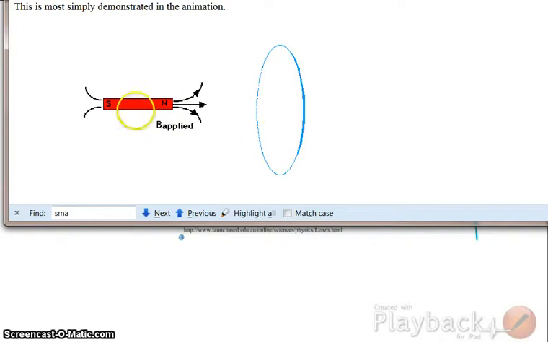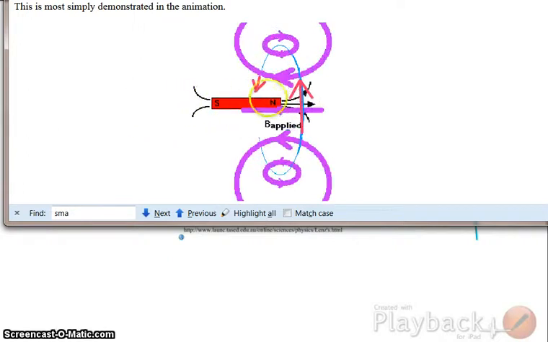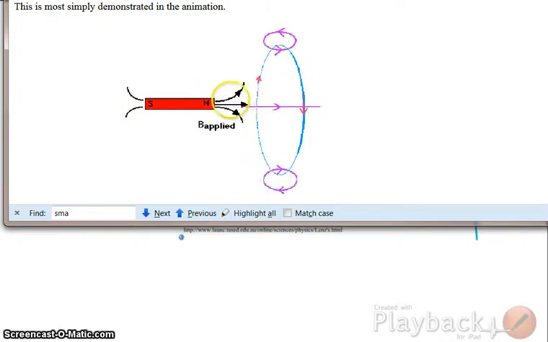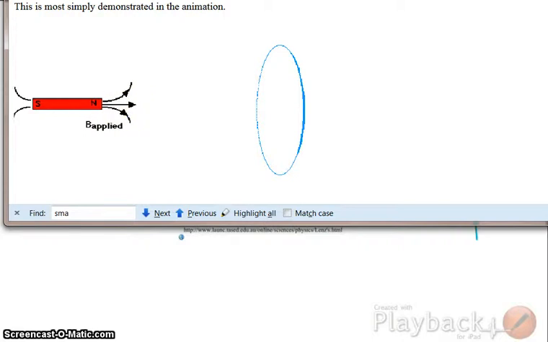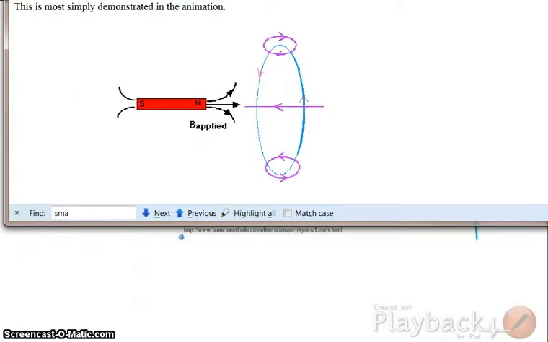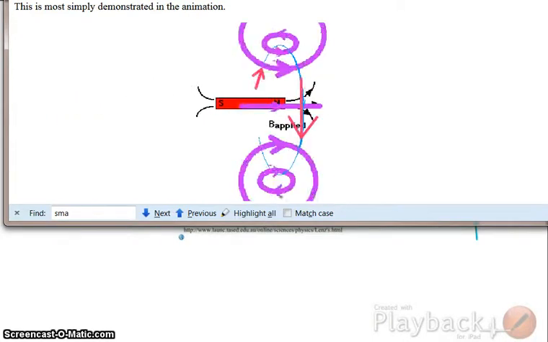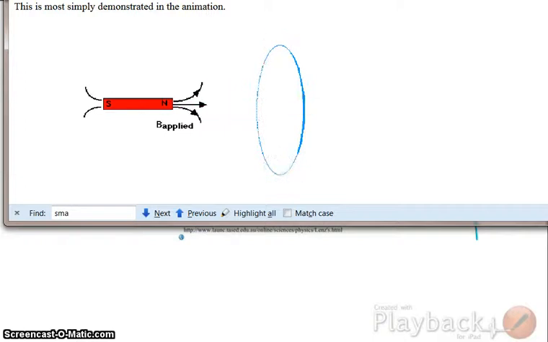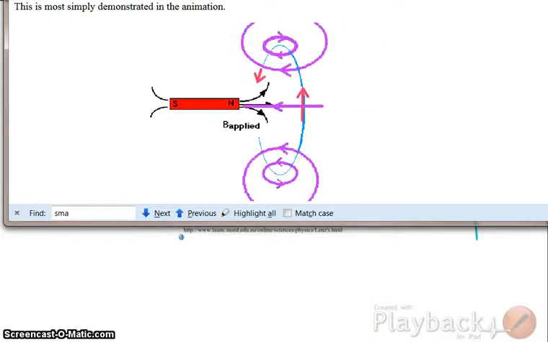Now, I really like this simulation. Okay, see how you have this North Pole coming in, and the arrows are pointing in, and it induces a magnetic field in the opposite direction. You see how that works? I thought that was a real nice demonstration.